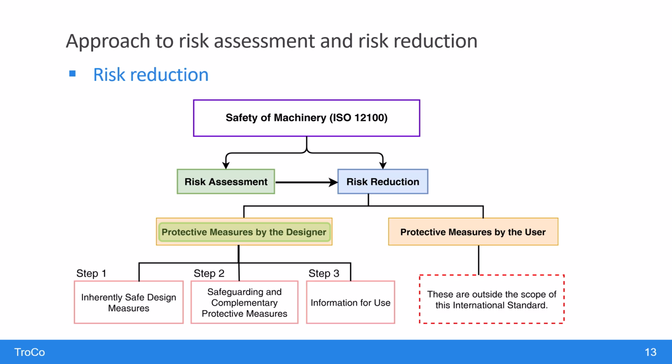Step 1, inherently safe design measures. Step 2, safeguarding and complementary protective measures. Step 3, information for use. We emphasize that Step 1, implementing inherently safe design measures, holds significant importance among the 3 steps outlined. Subsequently, Step 2 takes priority over Step 3.